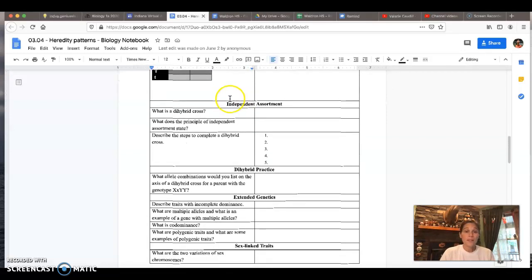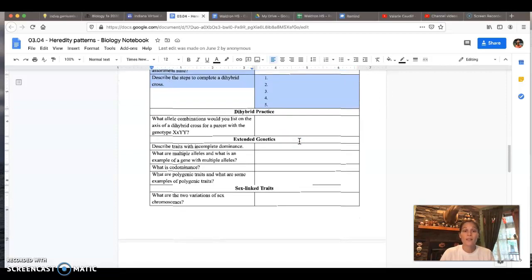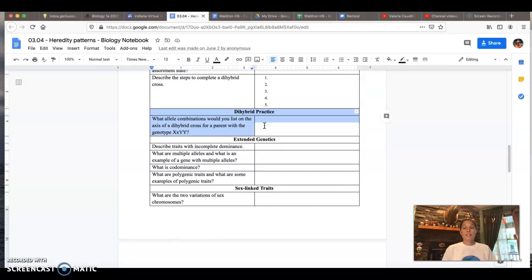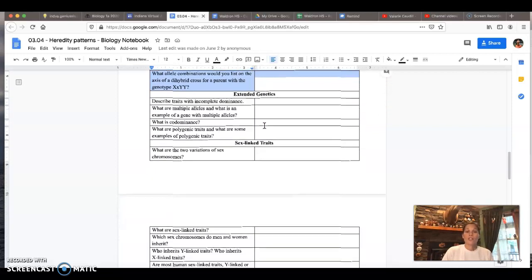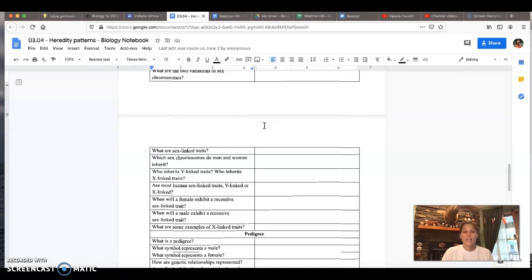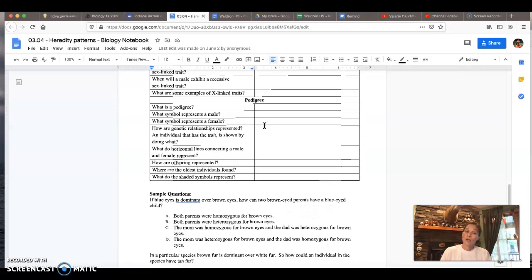Okay, then we're going to go on to a topic called independent assortment. And then we will have dihybrid practice. The prefix di means 2, so we're looking at 2 traits at a time. So maybe for the pea plants, we're looking at height, and the plant could be tall or short. And maybe we're looking at color. The plant could be purple or white. Okay, so we're looking at 2 features, 2 phenotypes, and looking at the probability of inheriting any combination of those 2 phenotypes together. Then we have a section called extended genetics and sex-linked traits, and then something called a pedigree.